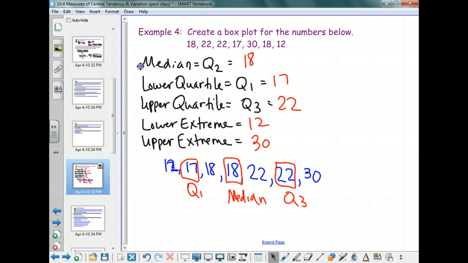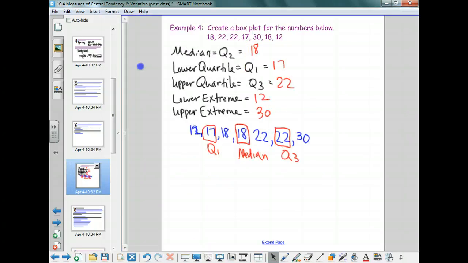Okay, so finding those values is just like finding medians. Finding Q1 and Q3 is exactly like finding medians. It's just finding the median for half of the data set at a time. All right, so let's talk about what a box plot looks like then.